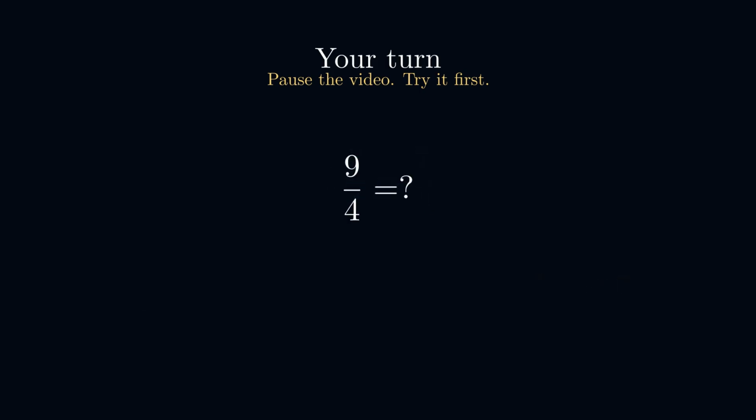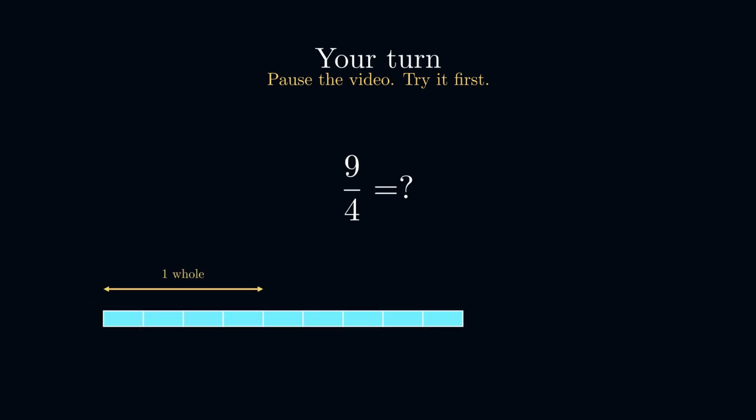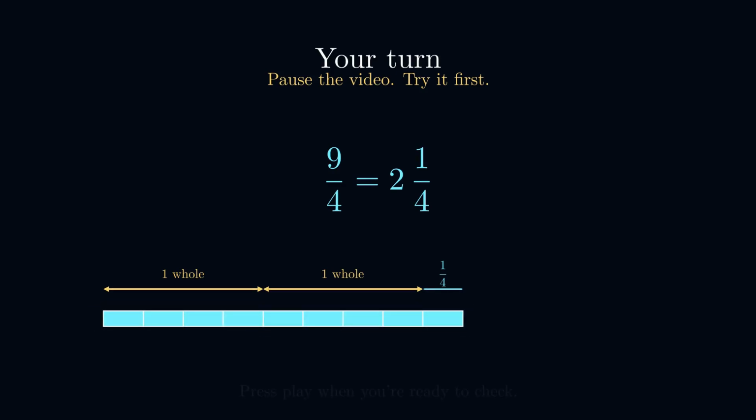Final question, convert 9 quarters into a mixed number. 4 quarters make 1 whole. Another 4 quarters make a second whole. That uses 8 quarters. 1 quarter remains, so 9 quarters equals 2 1/4. 2 complete wholes and 1 quarter left over.